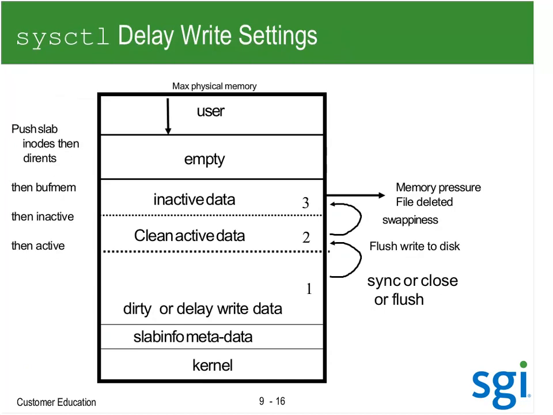So when I run out of memory, this is what I wanted to show today, but it didn't really work right. I actually see the slab get pushed down first, inodes, then directories, and we were seeing that. Then buffmem, then inactive, then active. And again, swappiness controls how quickly we go from active to inactive.